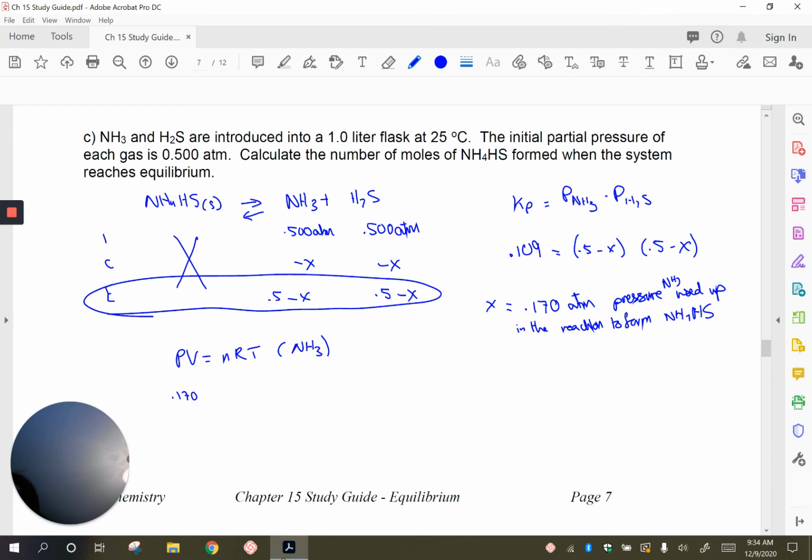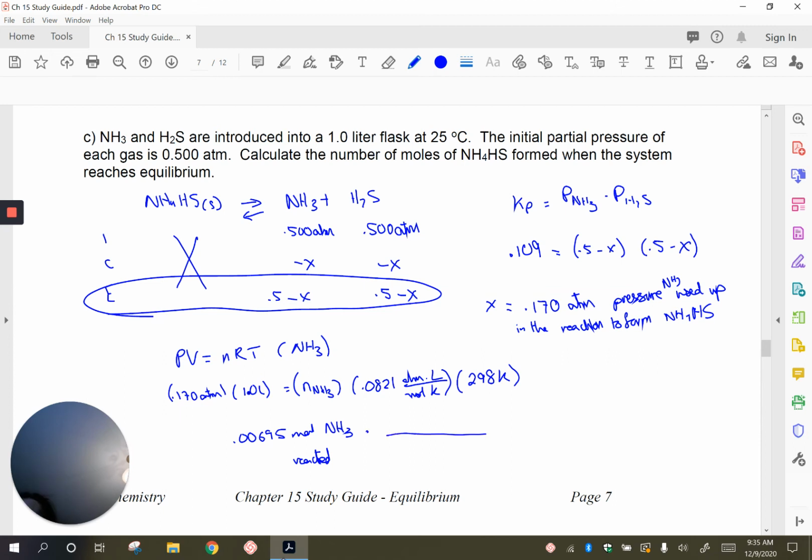So 0.170 atm. My volume is 1 liter. n is what I'm solving for, and remember this is for ammonia. R is 0.0821 atm times liters per mole Kelvin, and my temperature is 298 Kelvin. So I punch this into my calculator. I get 0.00695 moles of ammonia. That's how much reacted or got used up.